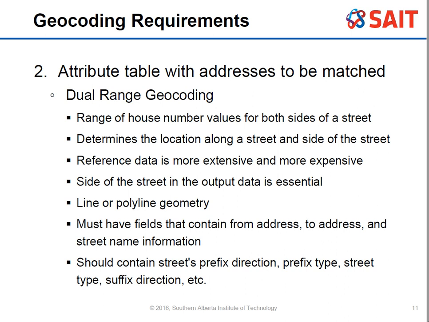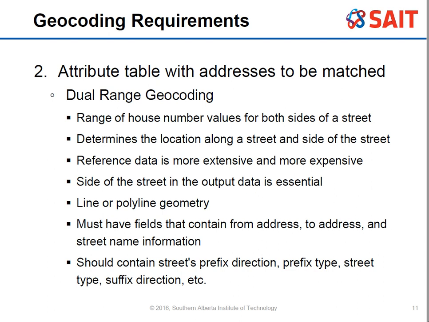If we have dual range, this means that we have both sides of the street. So 1 range means you just have 10 to 100, and that's all you need to know, and it's somewhere along that line in some consecutive order. With dual ranging, on one side of the street we're going to have odd numbers, and on the other side of the street, we're going to have even numbers. So what that does is allow us to determine not only where it is along the line, but also which side of the street it is.